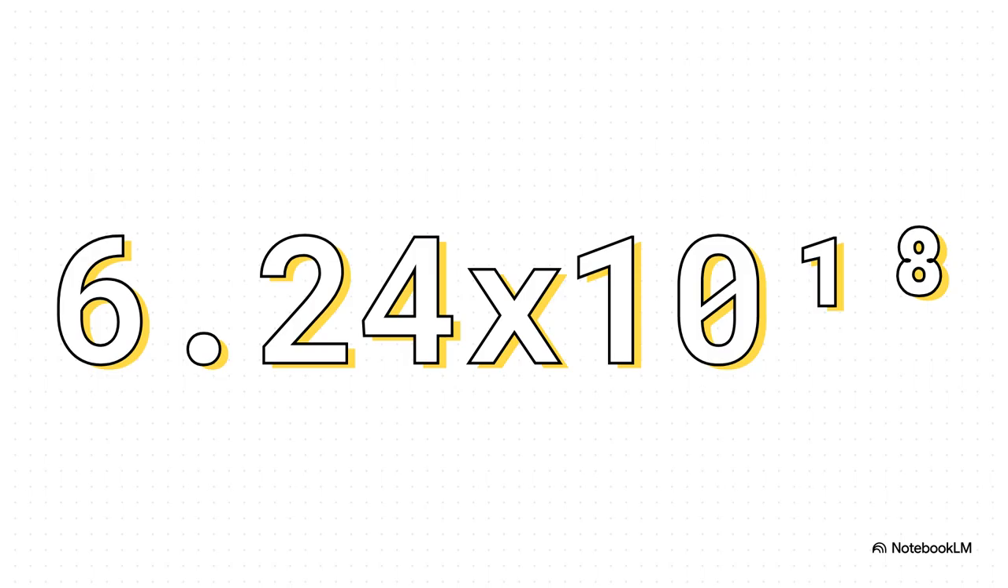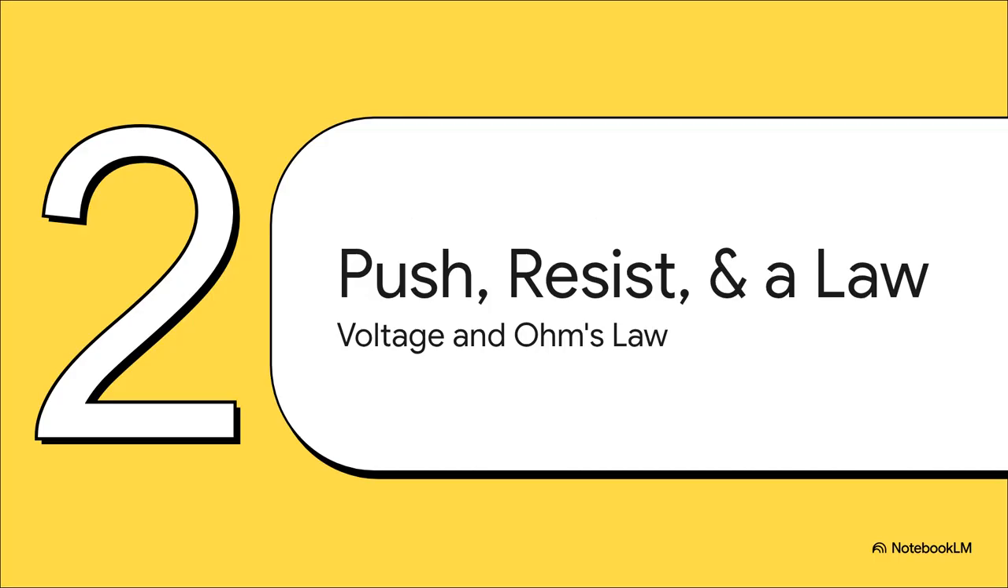And the scale of this flow is mind-boggling. To get just 1 ampere, which is our standard unit for current, you need this many electrons, 6.24 times 10 to the 18, to zip past a single point every single second. That's more than 6 quintillion. It's a rush of particles that's almost impossible to wrap your head around. But a flow like that doesn't just happen magically. It needs a push, right?